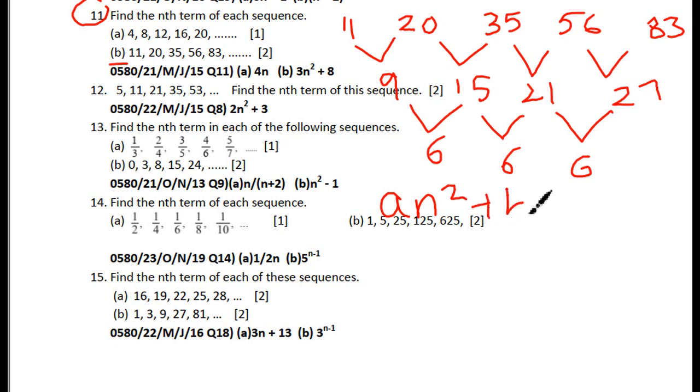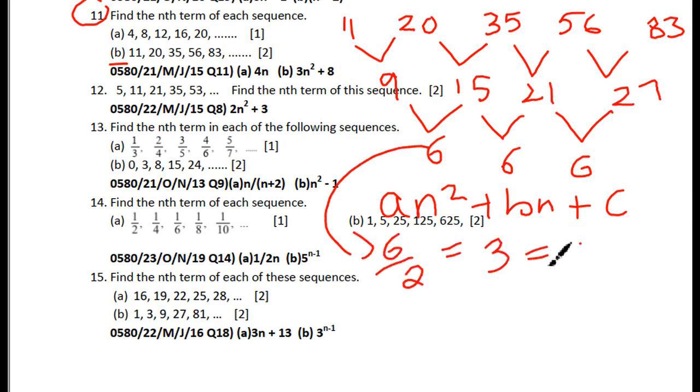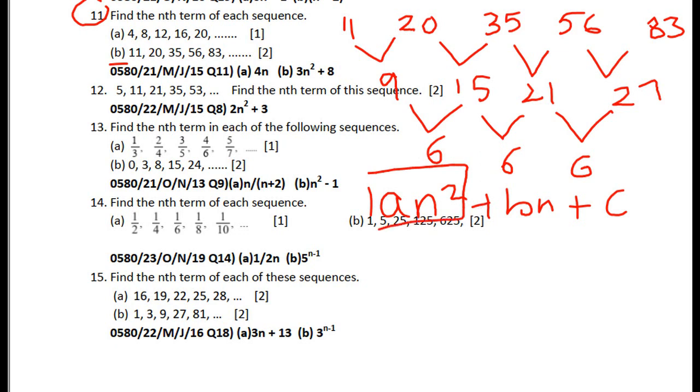So its nth term will be in the form an square plus bn plus c. A is second level common difference divided by 2. So 6 divided by 2, which is 3. So A becomes 3. So this expression becomes 3n square. Now we're supposed to find B and C.